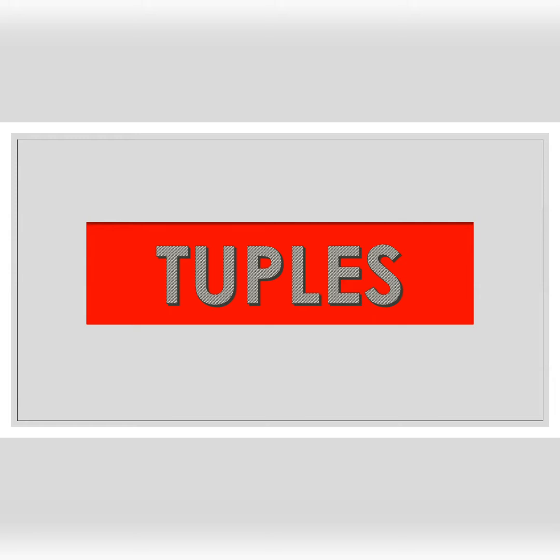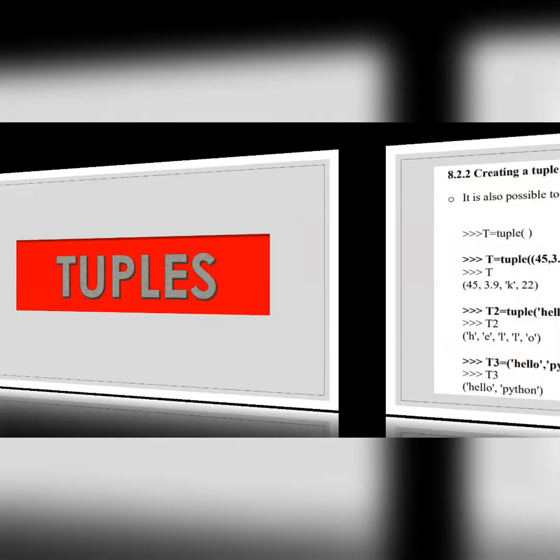First of all, like we discussed, lists are enclosed within square brackets. Tuples are enclosed within round brackets. So this is the major difference of a tuple. Otherwise, tuples are the same as lists only. There are a few differences which we'll discuss.